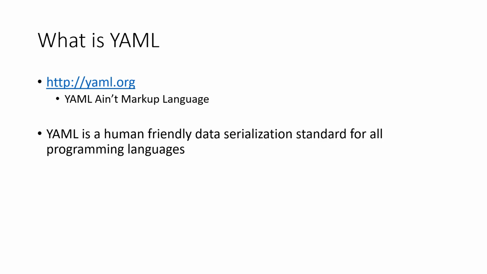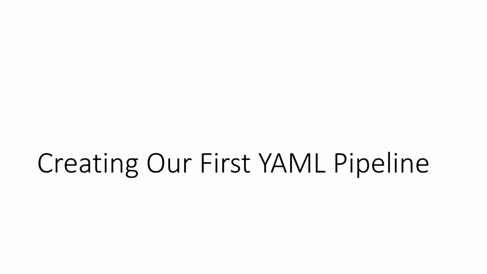It is designed to show data in a natural and meaningful way, such as indention may be used for structure, colons separate key-value pairs, and dashes are used to create bullet lists. Let's demo creating our first YAML pipeline.